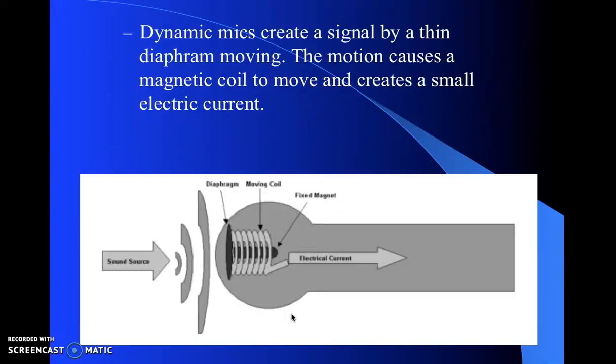So the way that dynamic microphones work, the principle is there is a magnetic coil wrapped around a magnet that creates the small electric current. You can see in the picture there, the sound source hits the diaphragm, causing that coil to move around that fixed magnet, sending an electrical current to the mixer or whatever it is that the microphone is hooked to.